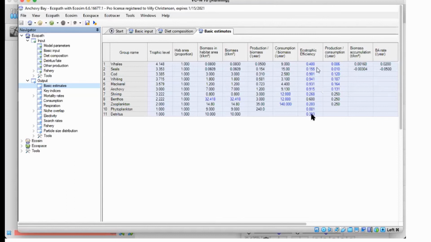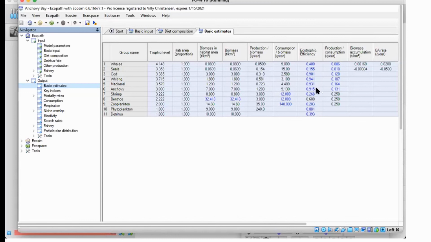Also look at ecotroph efficiency. Do they look reasonable? For phytoplankton, it's 0.88. So that means we have demand for almost everything, all the phytoplankton, which boils down to clear water. Do we have clear water in an anchovy bay? That's where you need to go and ask people who know the bay well, and they will tell you. Well, if you have a lot of seasonal production with blooms, this is probably a bit too high. So generally we have that kind of thing going into it.